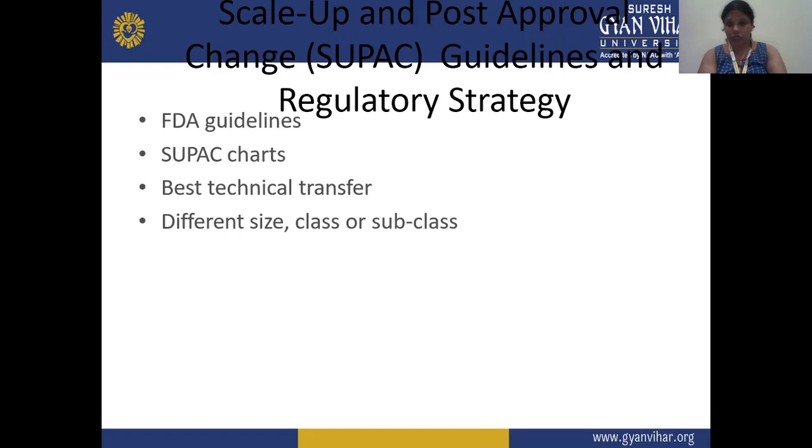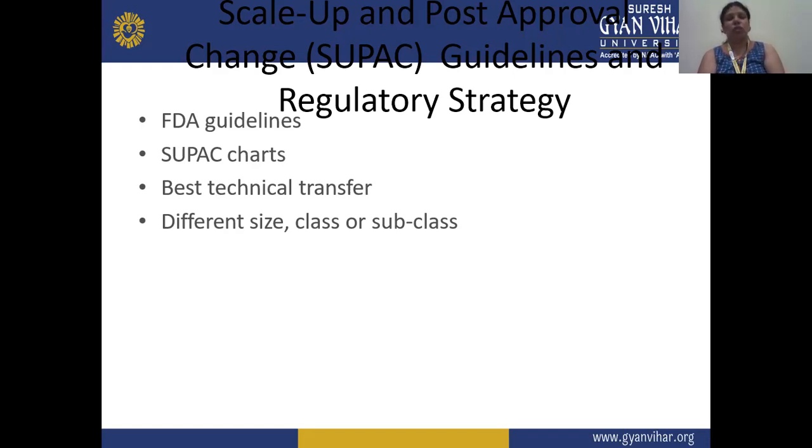For better technology transfer, you need to understand the FDA guideline. As per the FDA guideline, you can transfer the technology from one company to another company easily by submitting a dossier, as well as you can transfer the technology from laboratory scale to the large scale manufacturing scale.